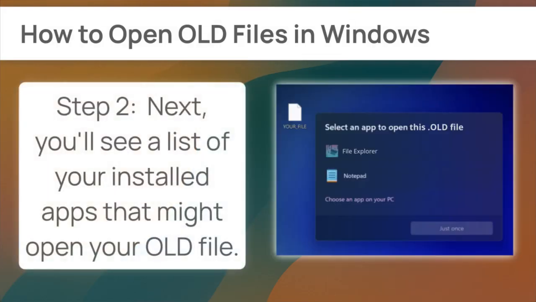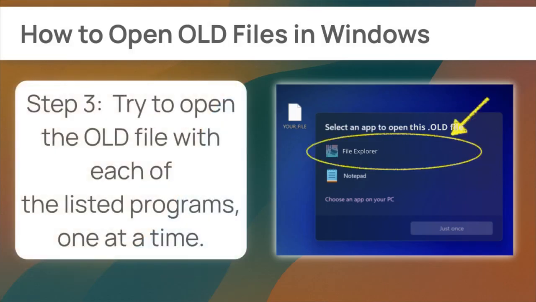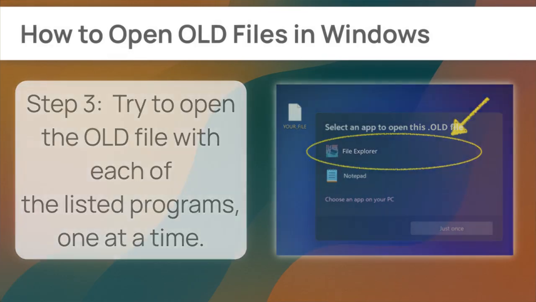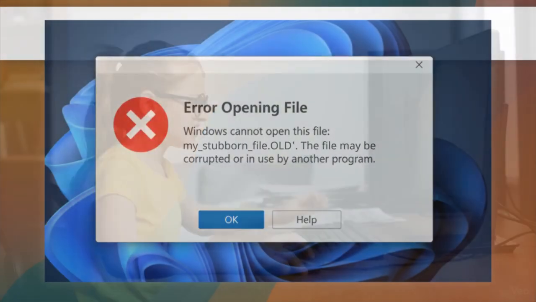Right-click the OLD file and hit Open With. Test File Explorer first. If it's not present, choose a different app. That often leads to the fix. If your OLD file will not open yet, do not panic. There's no need for deep technical analysis yet.